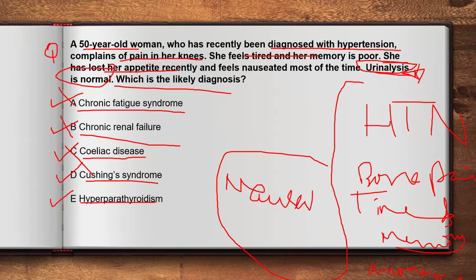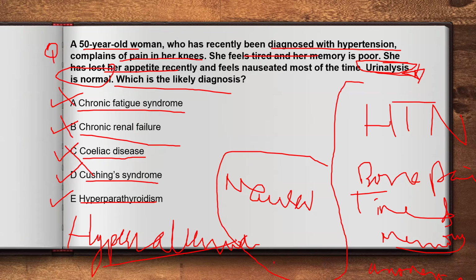This is also not Cushing disease because in Cushing disease, yes, it presents with high blood pressure and pain in knees. But in Cushing syndrome, we have obesity. We don't have nausea and anorexia. Does anyone know the symptoms of hypercalcemia? There is a very famous proverb used for hypercalcemia associated with hyperparathyroidism. Very good.